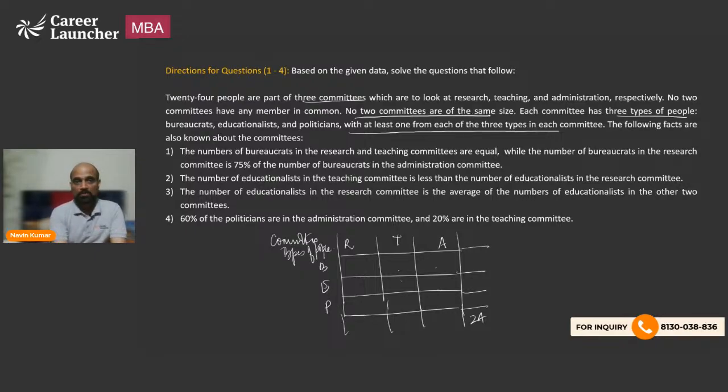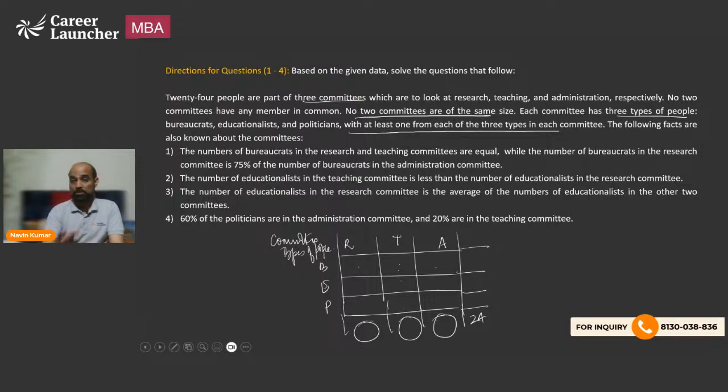No 2 committees are of same size. That means the size of the committee which is research should be different from that of T, that should be different from that of A, right? These are committees. In research committee, we have got 3 types of people. In this, we have 3 types. In this, we have 3 types, right? And then we are given the information.